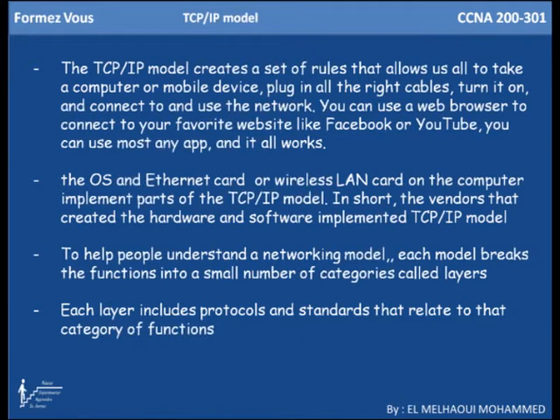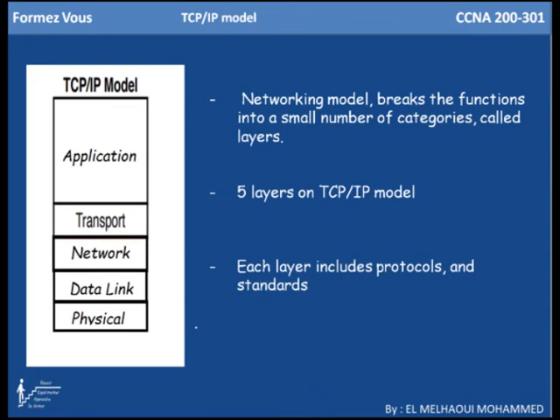And to help people understand, the networking model breaks the functions into a small number of categories, called layers. And each layer includes protocols and standards that relate to that category of functions, as shown in the figure. Yes, this picture: as I said, the networking model breaks the functions into a small number of categories, called layers, and we have 5 layers in TCP/IP. Application layer, transport layer, network layer, data link layer, and physical layer. And each layer includes a few protocols and standards.